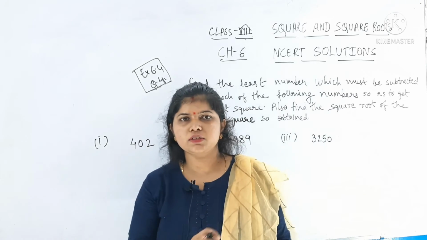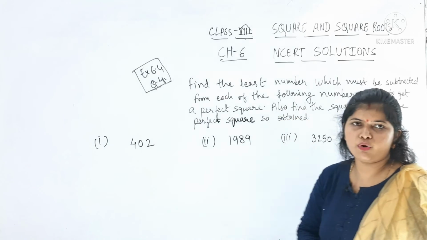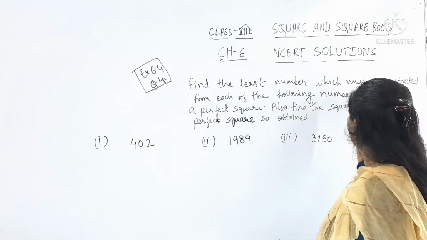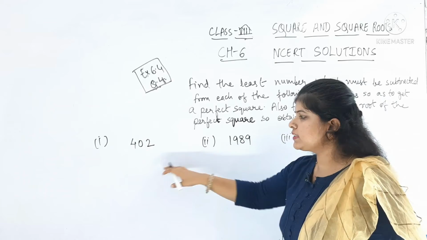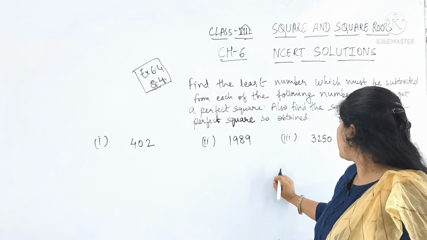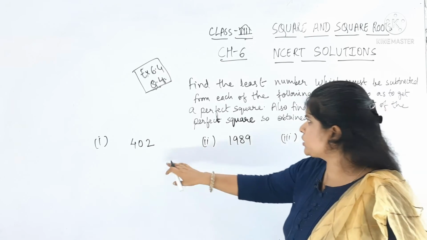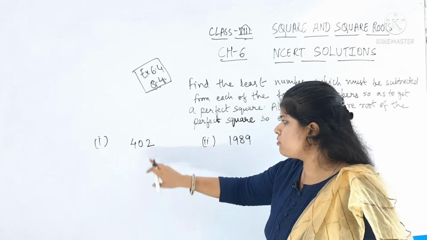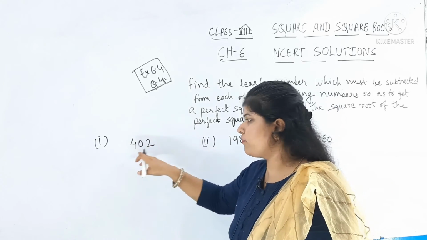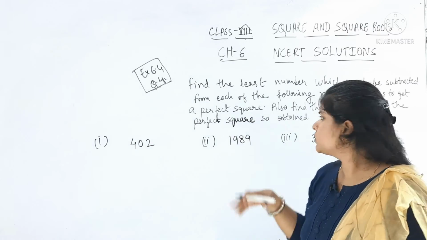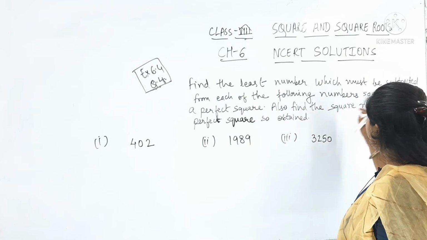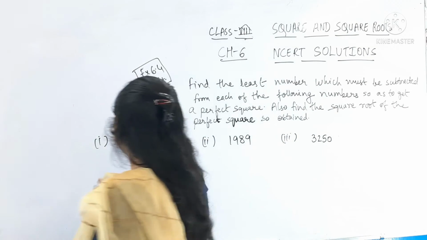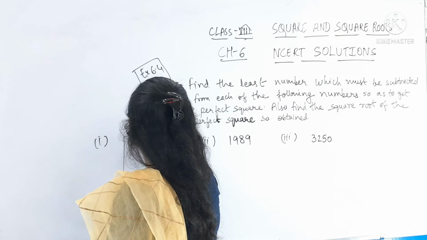Okay students, let's move to the next question, that is question number 4 here. What you have to do is find the least number which must be subtracted from each of the following numbers so as to get a perfect square. So these numbers are not perfect squares, so we have to make a perfect square. What will be the remainder here? So you have to subtract that remainder from this number, and after that you have to find the square root of that perfect square obtained. Okay, so here is the first question.